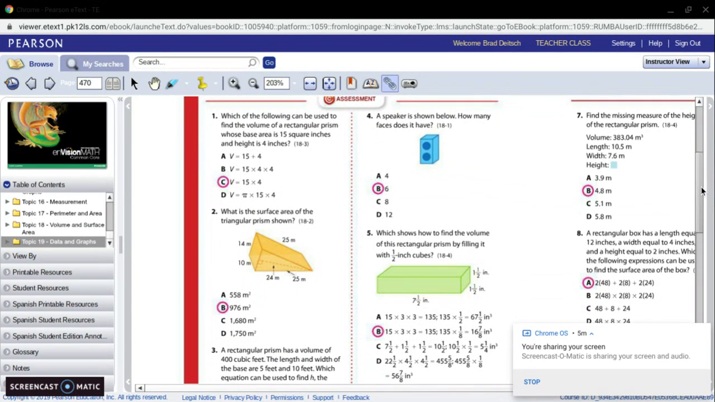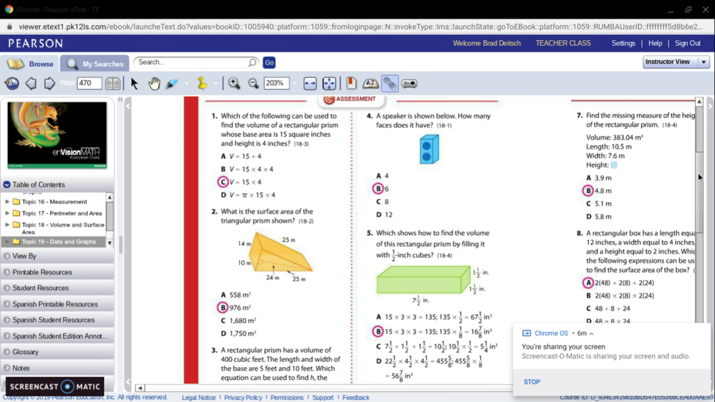Okay, if you look at number 4, it says a speaker is shown below. How many faces does it have? Any rectangular prism or cube is going to have 6 faces. Sometimes people have questions about the circles of the speaker. That's just part of that face, one of the sides of the speaker. So there's just 6 faces.